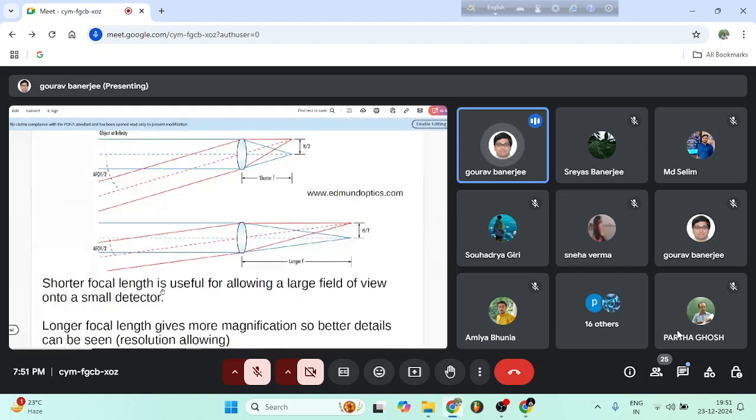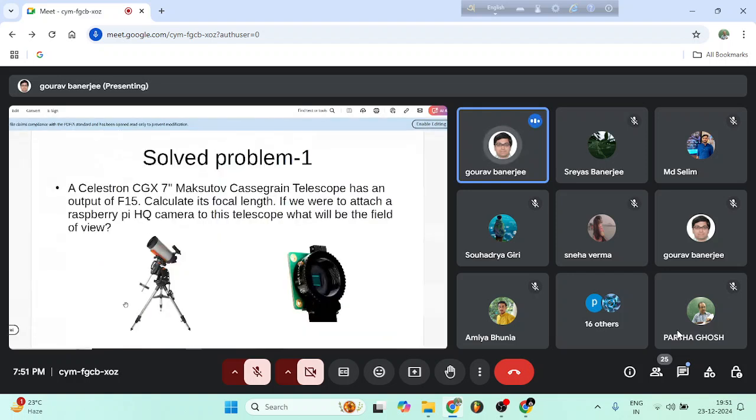But the shorter focal length system is useful because if you want a very large angle of sky and you want to match it to a smaller detector, then you want a shorter focal length lens. But if you want more magnification, let's say you take a small area on sky and you want to blow it out so that it covers a much bigger area on the detector, then you want a longer focal length lens.